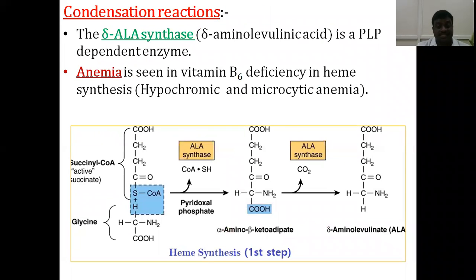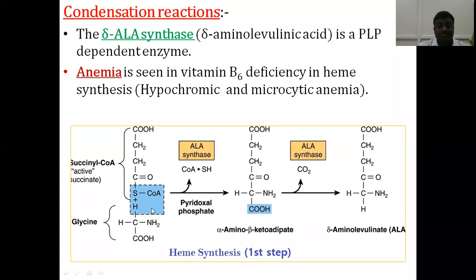Next one is condensation reactions. Vitamin B6 participates in condensation. Condensation means binding. One example is heme synthesis. At the first step of heme synthesis, two molecules combine: succinyl coenzyme A combines with the amino acid glycine.